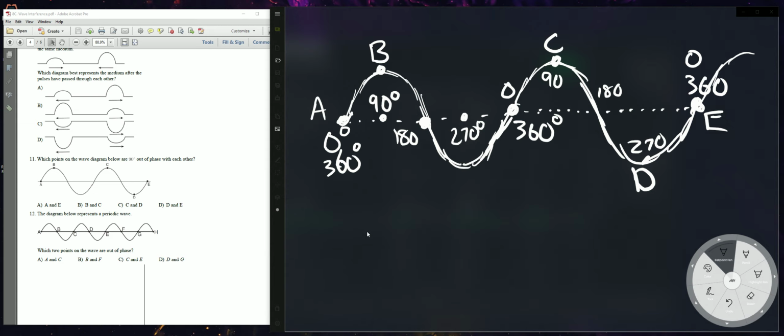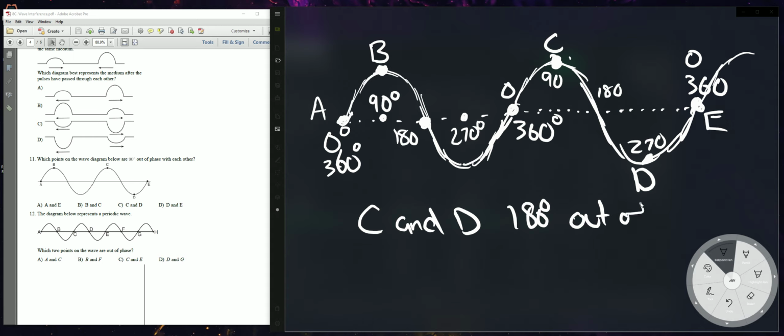B and C are also in phase with each other. They're both at 90 degrees. They're both at the same exact point and same exact height, so they're both in phase. C and D are definitely not in phase. C and D are opposite points. How much out of phase are they? They're 180 degrees out of phase.